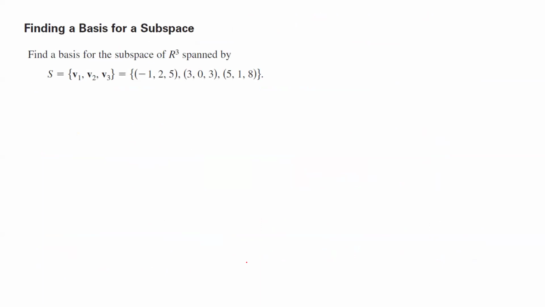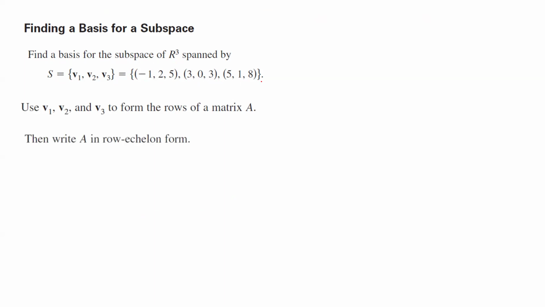In the next step, we want to find the basis for a subspace. Suppose you have the space, and then we have a subspace spanned by these 3 vectors: negative 1, 2, 5; 3, 0, 3; 5, 1, 8. How do you find the basis for this subspace? First, you're going to create a matrix. Use V1, V2, V3 to form the rows of matrix A. Then apply elementary row operations and convert it into row echelon form.